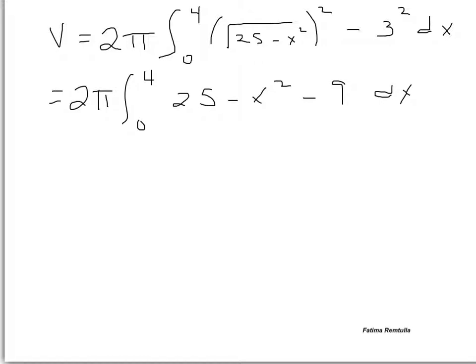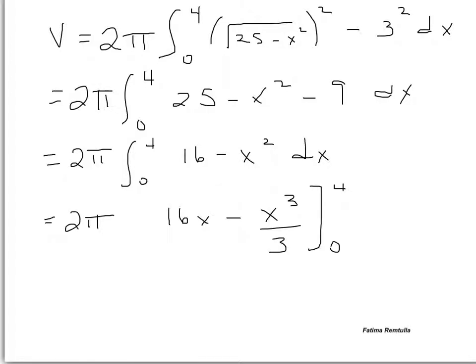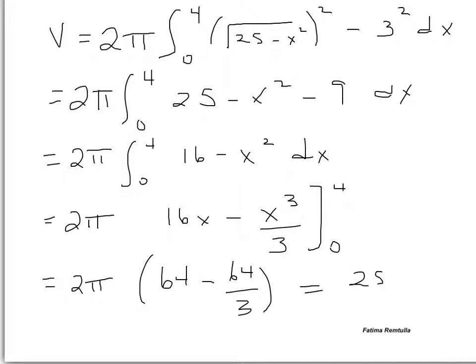I'm going to collect like terms, which will make my life a lot easier here. When I do that, I get 16 minus x squared. I'm going to integrate one more time and apply it from 0 to 4. So here's my integral. I'm going to sub in 4, and when I sub in 0, everything cancels out. So this is what I get, and my final answer then is 256 pi over 3 units cubed.